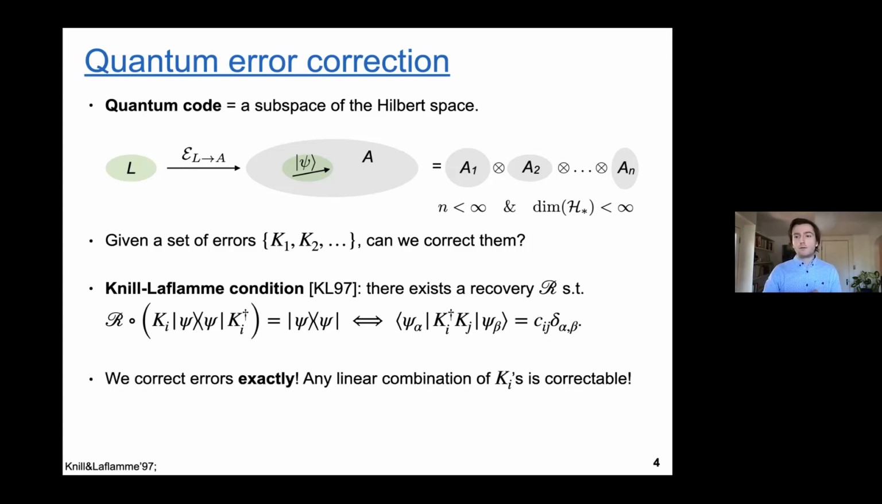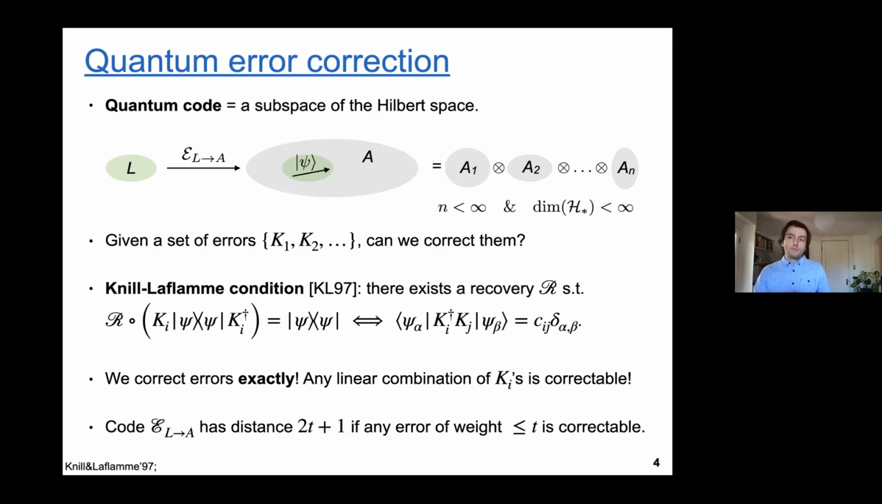And I would like to emphasize that here we're talking about correcting errors exactly. So given some set of errors which satisfy the Knill-Laflamme condition, we can undo them exactly. And also, if the Knill-Laflamme condition holds for the set of errors ki, any linear combination of ki's is correctable as well.